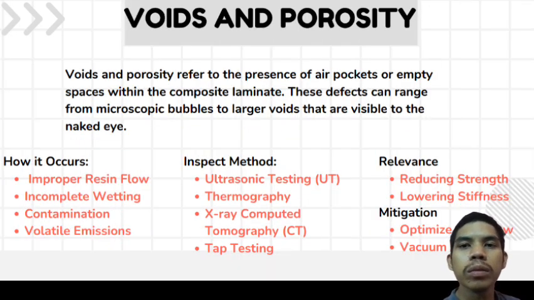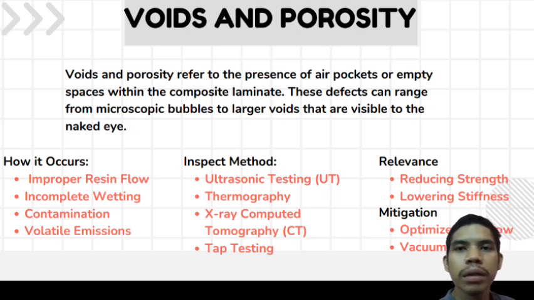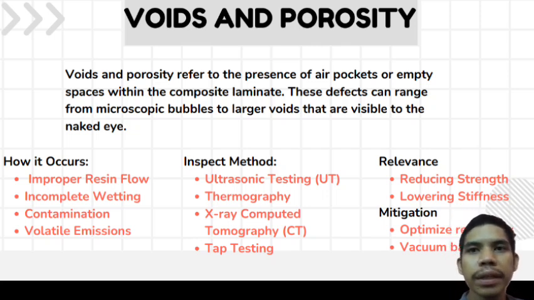Secondly is the void and porosity. What is void and porosity? Voids and porosity refer to the presence of air pockets or empty spaces within the composite laminate. This defect can range from microscopic bubbles to larger voids that are visible to the naked eye.